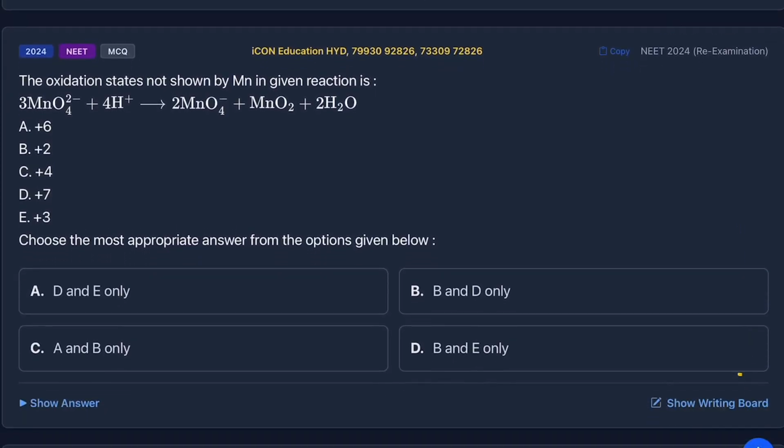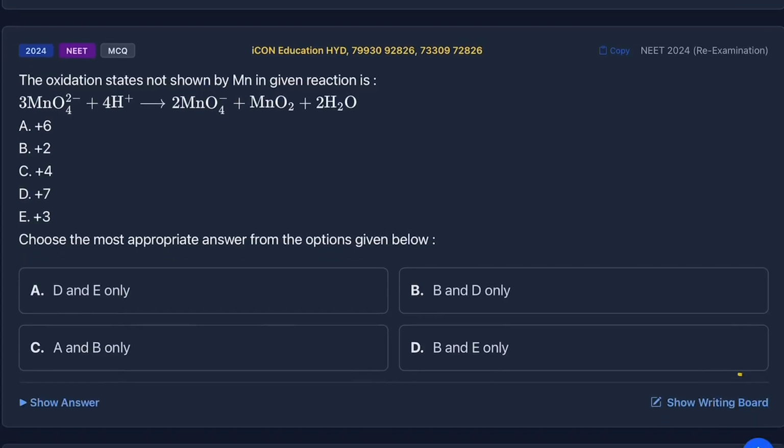Here they are asking: the oxidation state not shown by manganese in the given reaction is. We have to check the oxidation states of manganese here, and the oxidation state we are not getting is our answer. So I can do it.